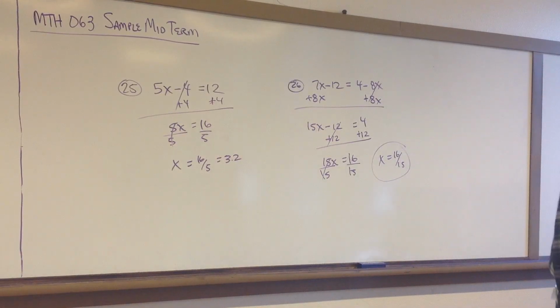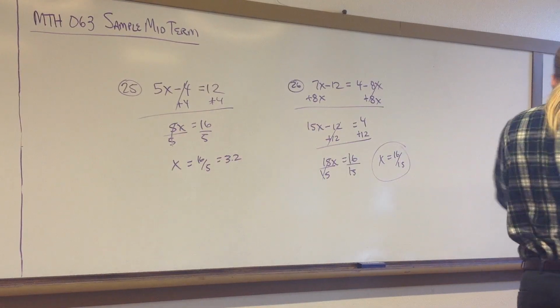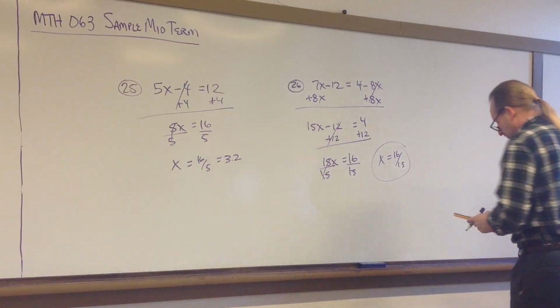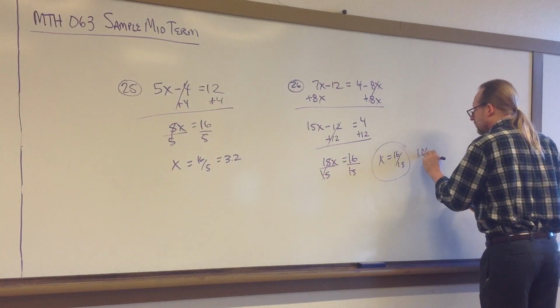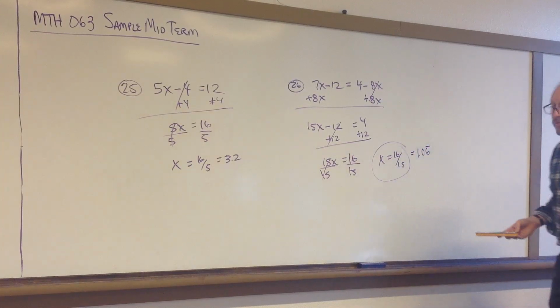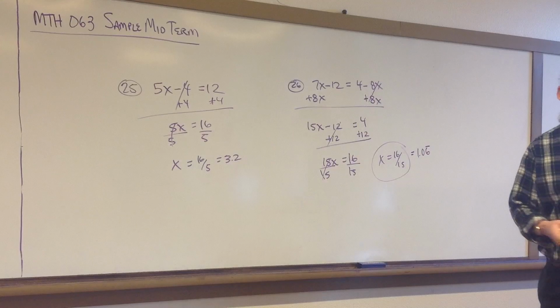You can use that number if you'd like. There's nothing wrong with it. But do put a bar over the repeating part if you're going to use it. 1.06 repeating, or 1 1/15. Those are all valid answers.